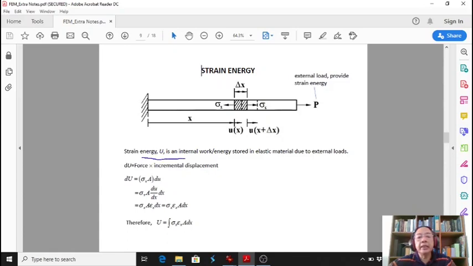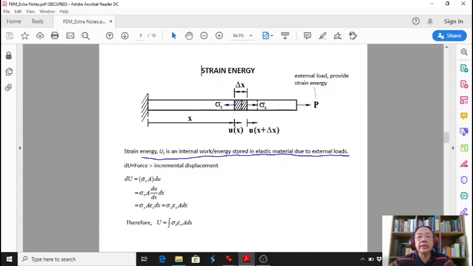is an internal work or energy stored in elastic material due to external load. So this is the definition of strain energy. If the bar elongates or displaces, the energy from the external load will be stored in the material. So the energy stored in the material due to external load is called strain energy.